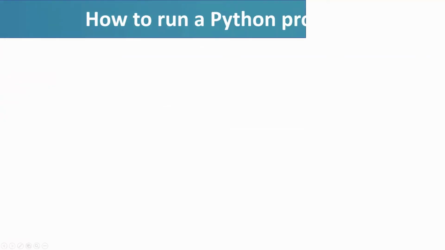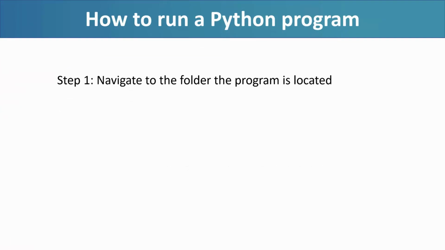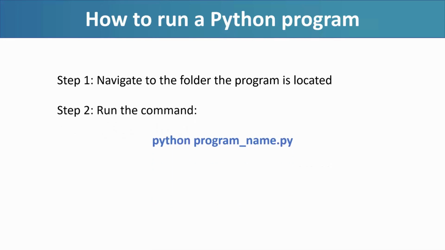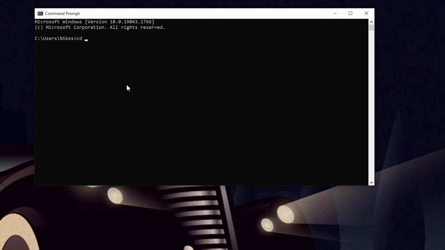To run any program from the command prompt, we have to navigate to the folder the program file is located and run the command python space and then the program file name. So we have to navigate to the Python game folder. We have to type cd desktop / Python game. Great, we are now inside the Python game folder.